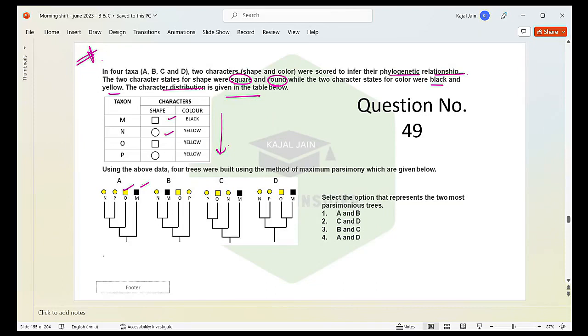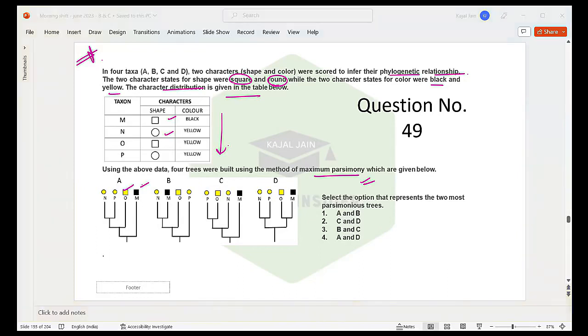You're asked that the taxa are M, N, O, P. Two of the characters are shape and color. You need to find out which of the following phylogenetic trees will be most suited in the line of maximum parsimony.